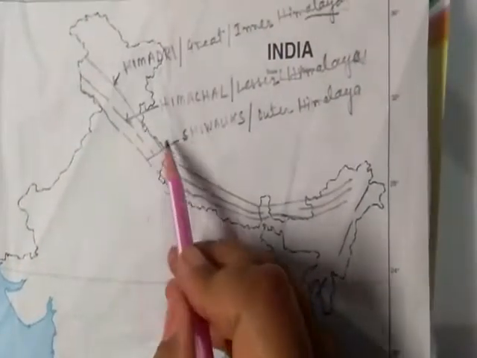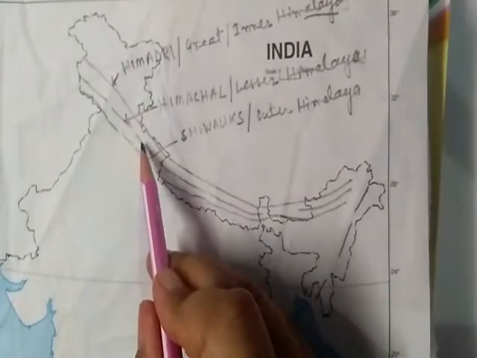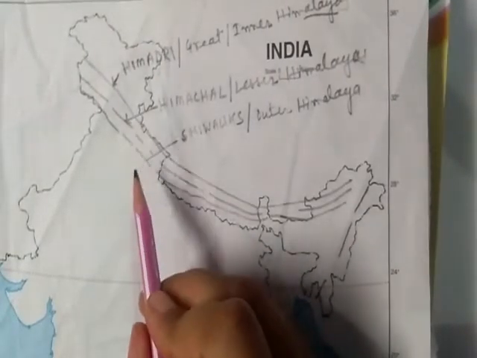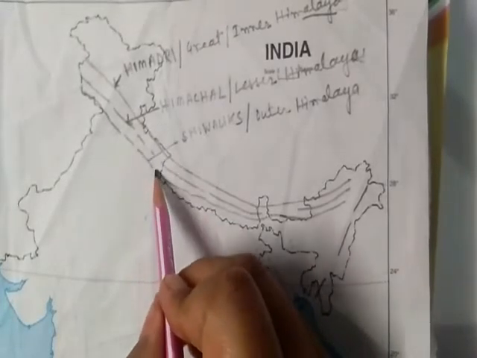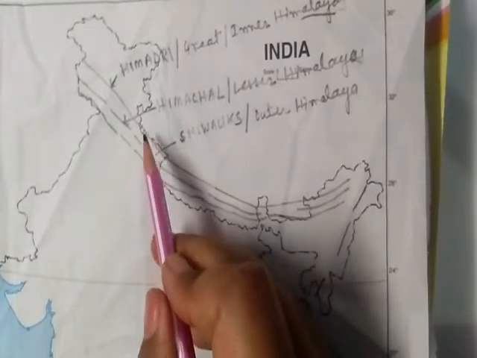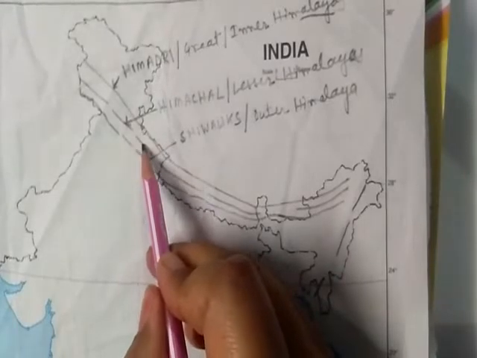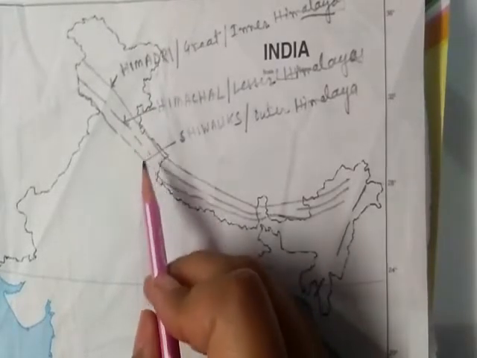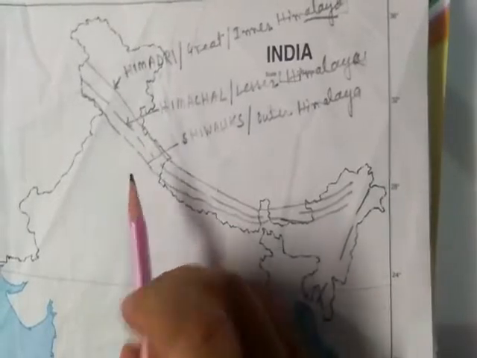So Himadri is the northern range of the Himalayas, and Himachal is the middle range, and Shivalik or Outer Himalaya is the southern range of the Himalayas. Inculcate in your mind: Himadri is the northern range, Himachal or Lesser is the middle Himalayas, and Shivalik or Outer Himalayas is the southern range.